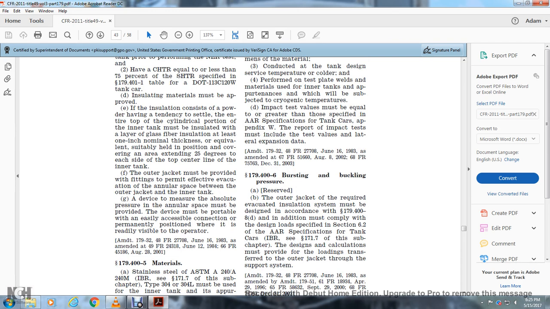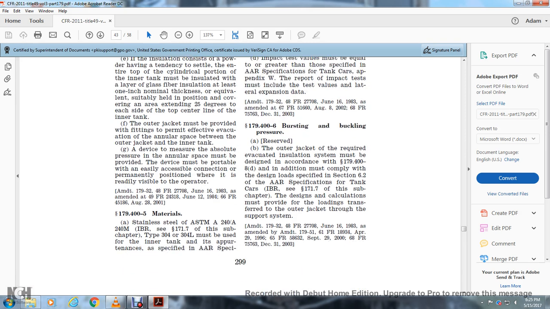A. IBR 151 with the subchapter. The design calculation must be provided with the landing of the loading and the transfer of the outer jacket through the support system.